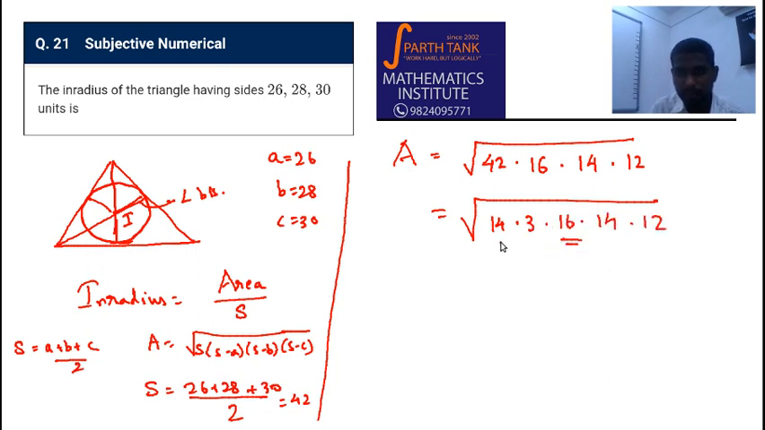Now this is a perfect square. These two combined make a perfect square. This 36 also is a perfect square. So the answer is 14 into 4 into 6. 14, 4 and 6 for this 36.